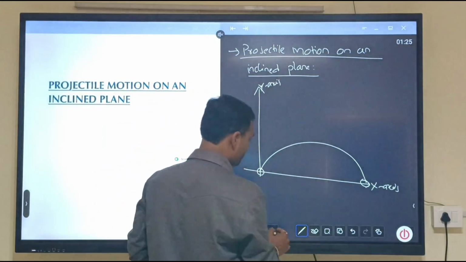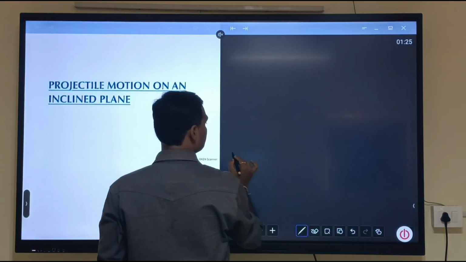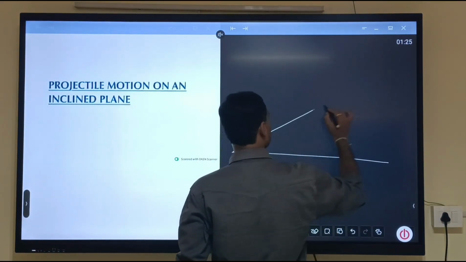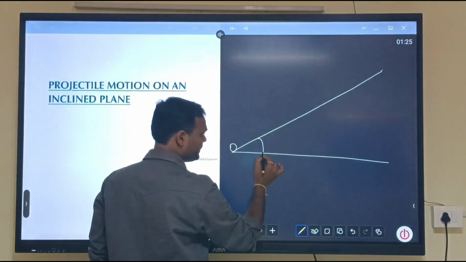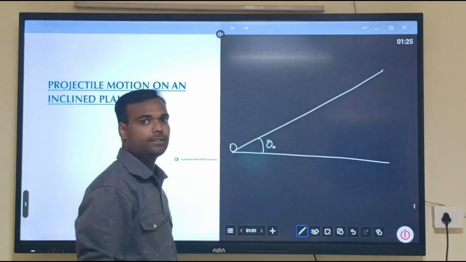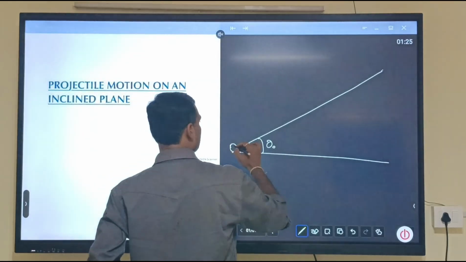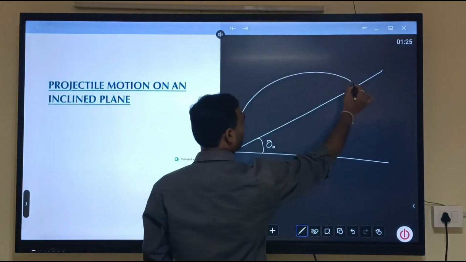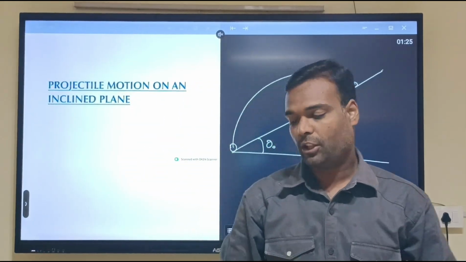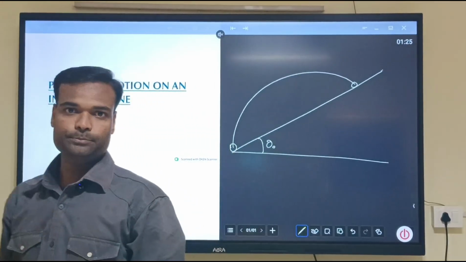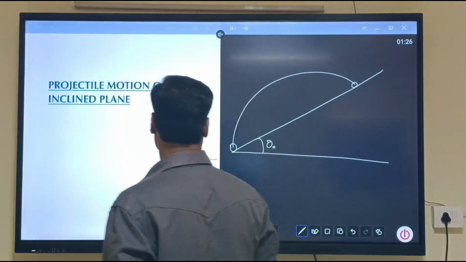But now the situation is different. The situation says that if the object starts its journey on an inclined plane, let us assume making an angle theta naught, and here if the object starts its journey and falling at this point, how we can find maximum range value, range value and time of flight? How can we find those quantities if the condition is like this?